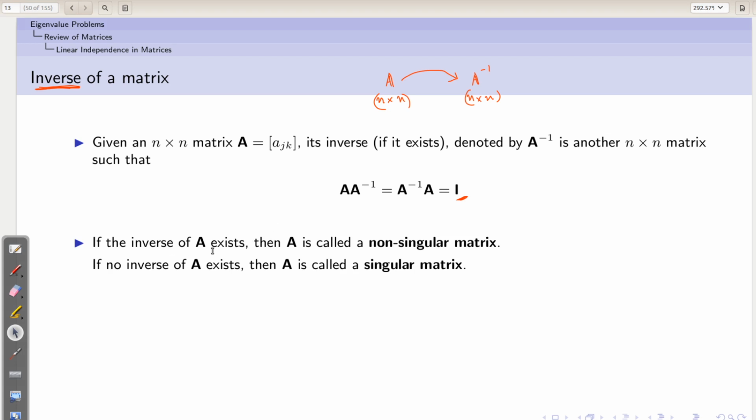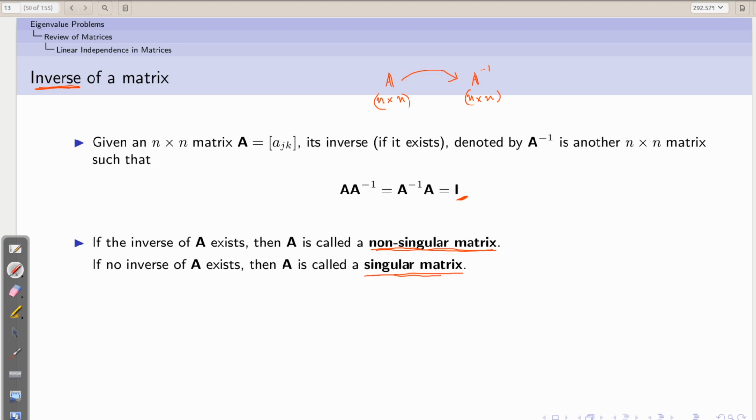So if the inverse of a matrix exists, then such a matrix is known as a non-singular matrix. A non-singular matrix means a matrix whose inverse exists. But if no inverse of such a matrix exists, then it is known as a singular matrix.